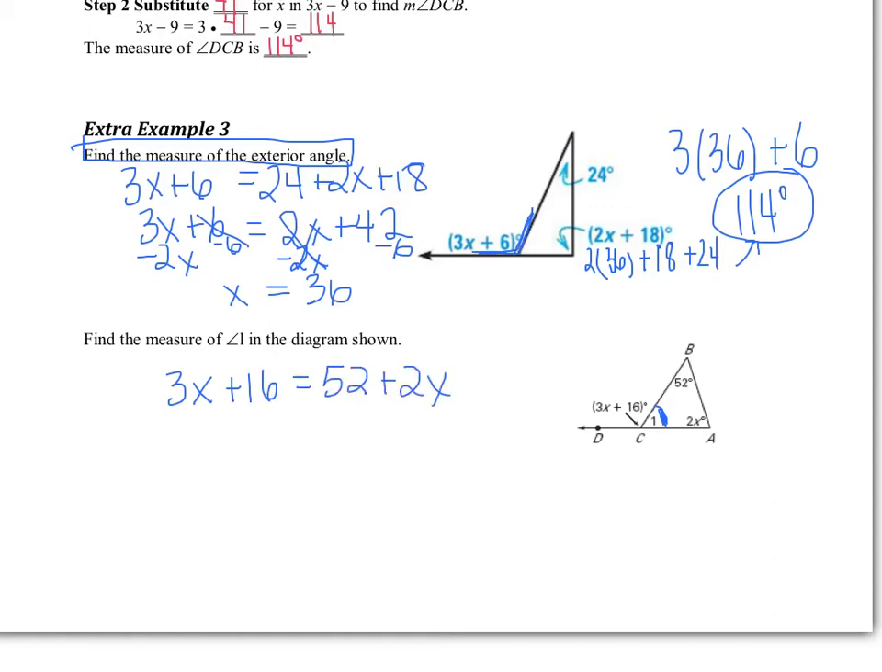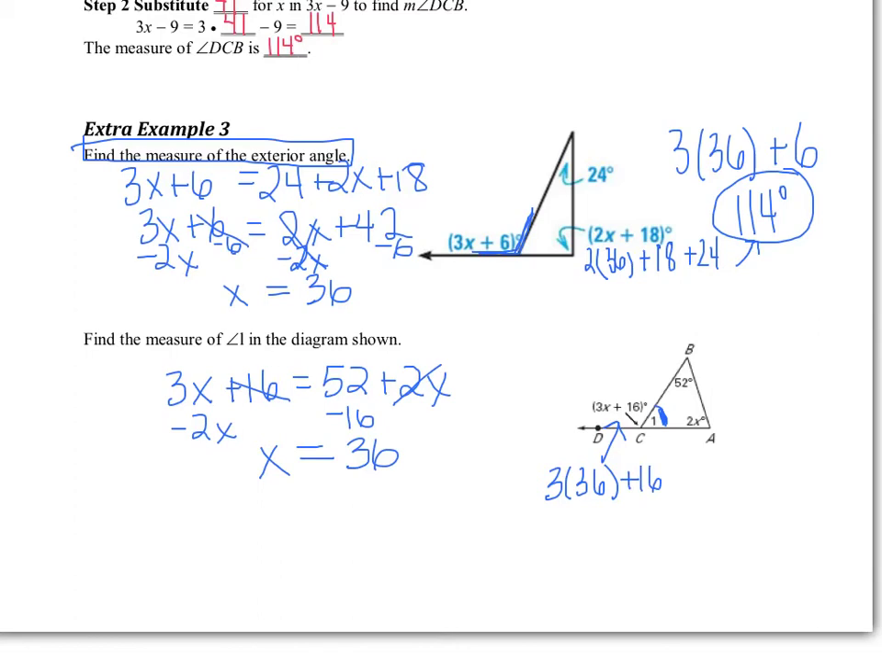And I'm going to move my like terms together on the same side again, so I'll subtract that 2x, and I'll subtract 16 over here to move that 16 to the other side. And I have x equals 36. Now I need to find angle 1. So in order to find angle 1, I'm going to plug 36 in here. That's 3 times 36 plus 16.